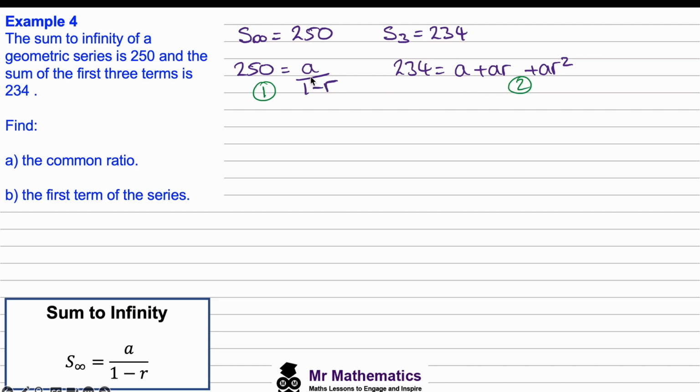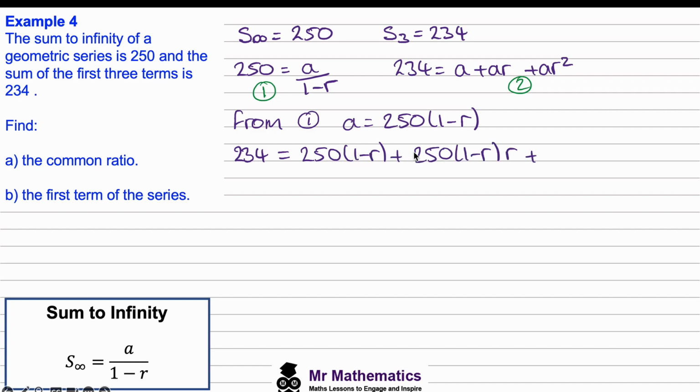So now what we can do is use equation 1 to make a the subject and then substitute that expression for a into here. So a will be 250 multiplied by 1 minus r. And then we'll substitute this expression for a into equation 2. So 234 will equal the first term, a, the next term, a times r, and the third term, a times r squared. Now we can divide through by 250 and factor out the 1 minus r.